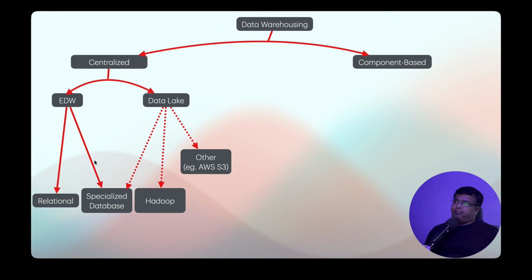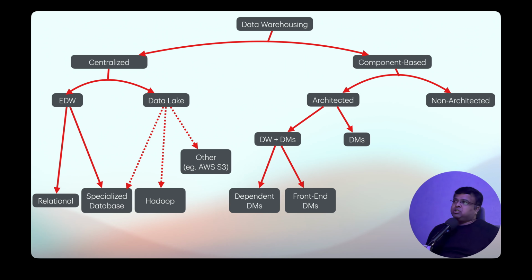In the architected approach or architected environment, components are designed to work together intentionally. One option is combining a central warehouse with dependent data marts. Think of this almost like a supply chain. The warehouse feeds the mart. A well-known variation of this idea is the Corporate Information Factory or CIF. Now, CIF is not as common today, but you'll still hear about it in data warehousing discussions.